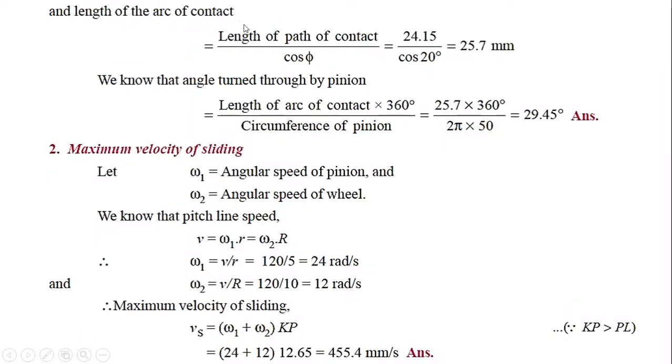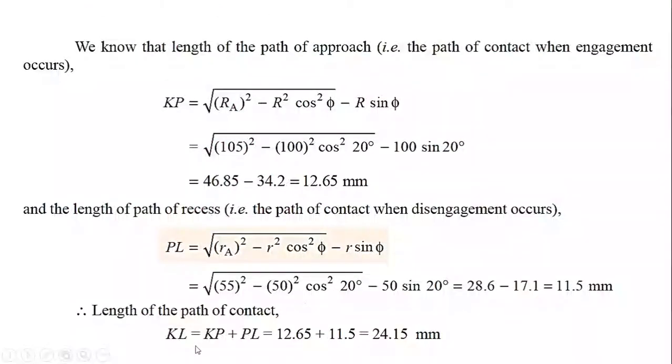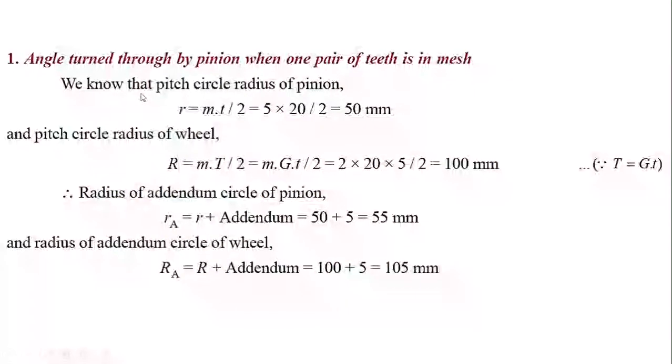For this, we have to find the length of path of contact. Length of path of contact is equal to KL, and KL equals KP plus PL. Okay, you have to find KP plus PL. For this, we have to find capital RA, capital R, small ra and small r. Now you will find these values.